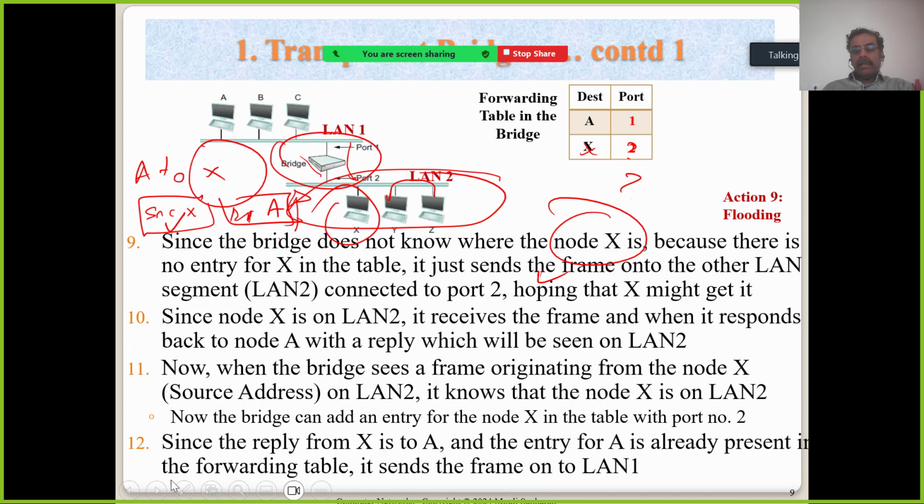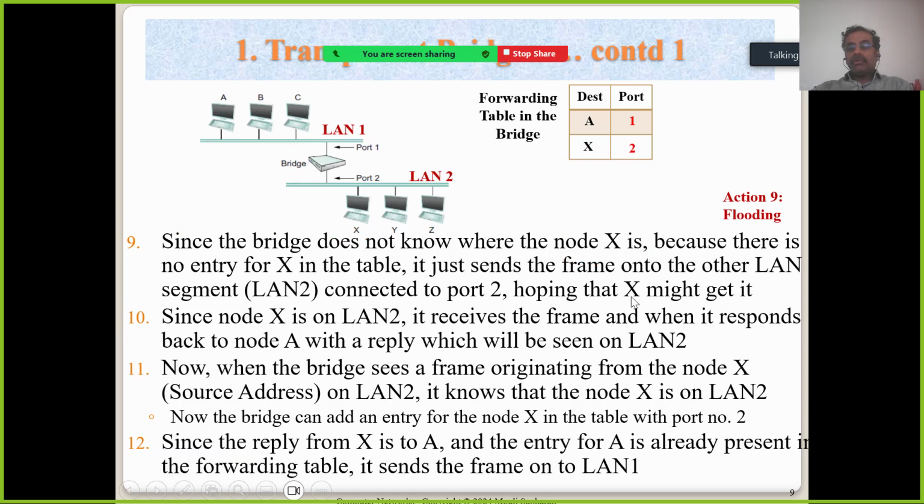Initially it was doing flooding, and later on it will do forwarding. Remember, if it is sending on a specific port, it is called forwarding the decision. If it has found an entry and then specifically sends it, it's called forwarding. If it doesn't have an entry and just blindly sends it on the other ports, it's called flooding. Okay, this is clear now.